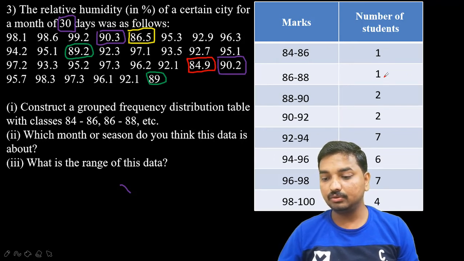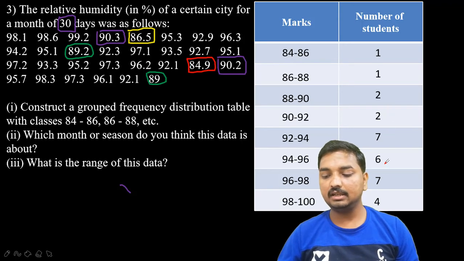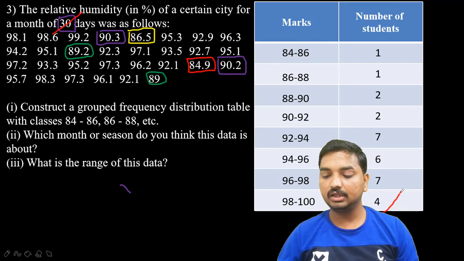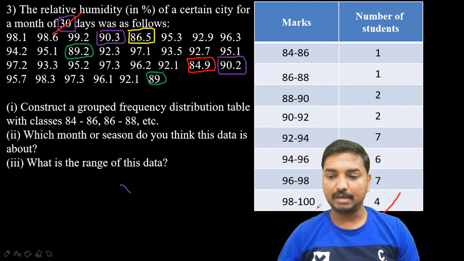So 1 plus 1 is 2, 2 plus 2 is 4, 4 plus 2 is 6, 6 plus 7 is 13, plus 6 is 19, plus 7 is 26, plus 4 means 30. Okay, so it is exactly equal to 30. So here also it is equal to 30, which means it is balanced actually. Okay, it's exactly right.